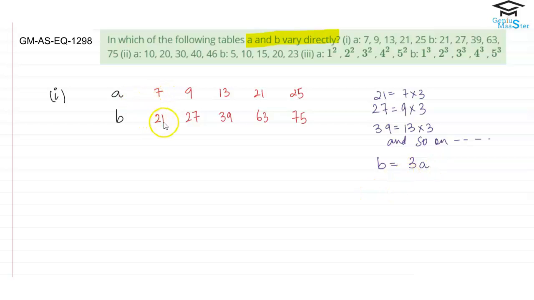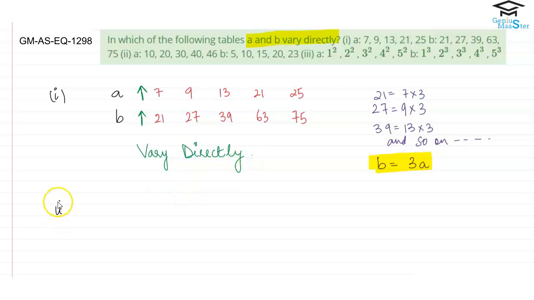Now we observe that the values of A are increasing, and as the values of A are increasing, the values of B are also increasing, and this is the relationship between the values of B and A. So we can say that A and B vary directly.